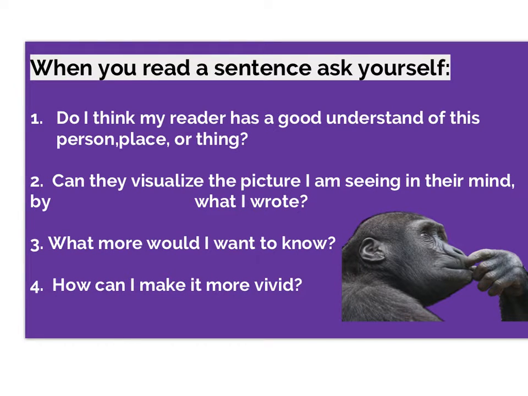Now to put this strategy to work. When you read a sentence, ask yourself these questions. Do I think my reader has a good understanding of this person, place, or thing? So say you're introducing yourself or a new character or a place or a thing, and you just call it, like, the mall. Well, when I think of a mall, I have all kinds of images going through my head. So stop and say, what can I add to this person, place, or thing to make it more interesting so the reader can really visualize it?